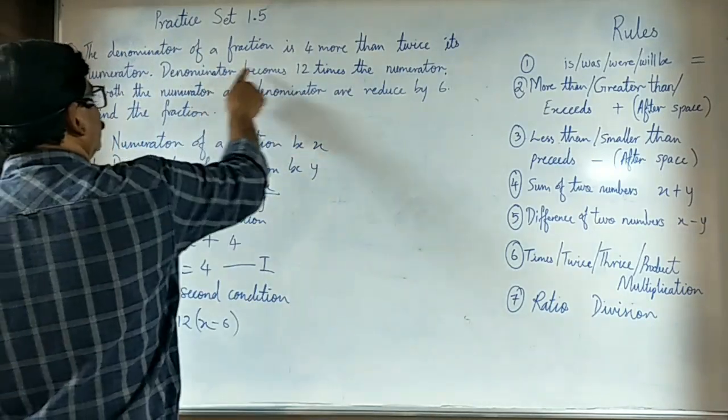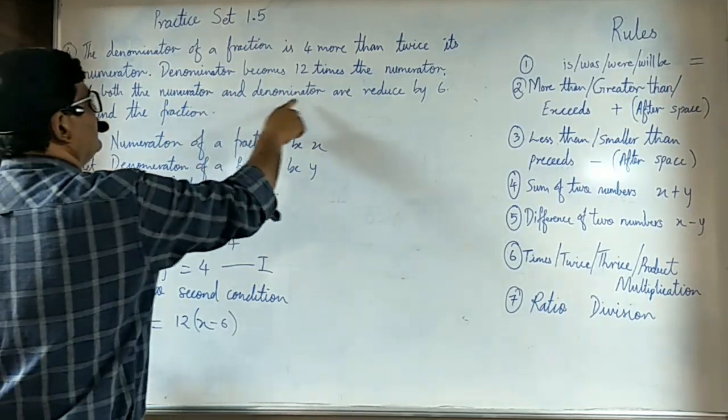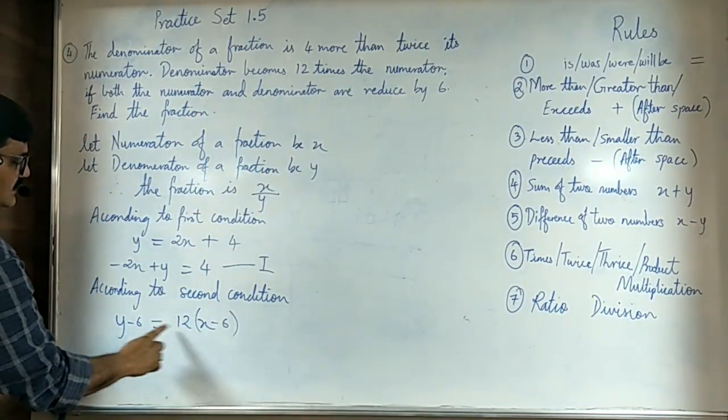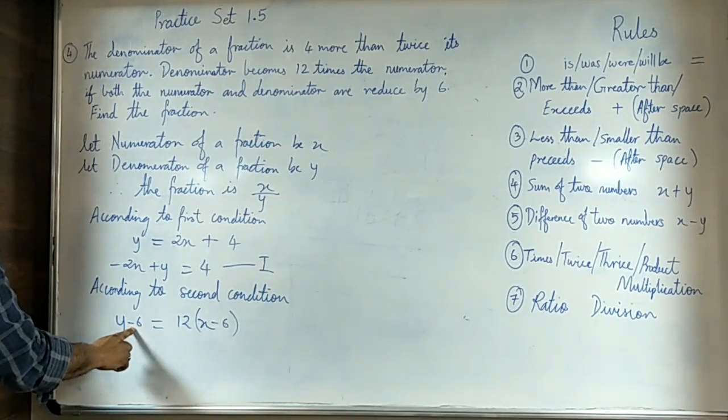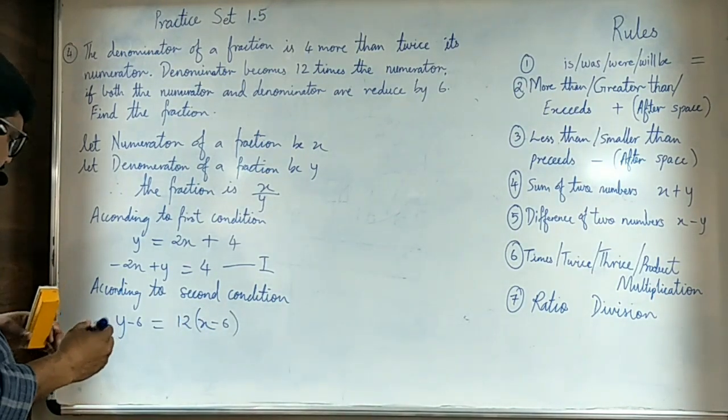I'll read it again. The denominator becomes 12 times the numerator if both the numerator and denominator are reduced by 6. So can you see? y minus 6 and x minus 6. Now I have to get it into the standard form.